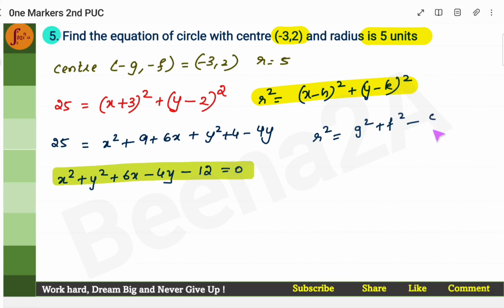But the problem here is, by using this formula, I don't know the value of c. That is the problem. That's why I can't use this. I'll have to rely on this, because here h and k represent the coordinate of the center. So instead of h, I'll put minus 3. Instead of k, I'll put plus 2. Here I will substitute it and expand this. I'll get the general equation.